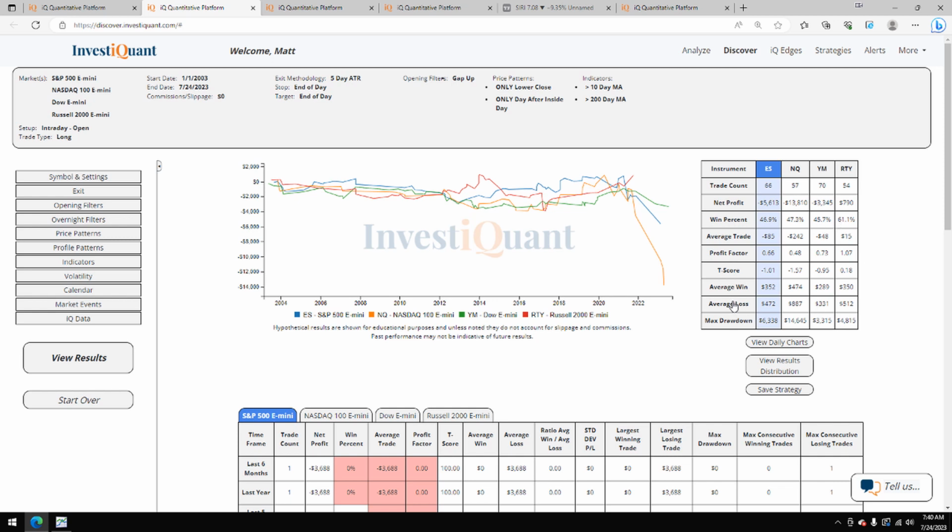If we take a look at the average moves, average move to the downside is larger than the average move to the upside in the S&P. That's also the case here in the NASDAQ, in the Dow, and in the Russell. So all four of these have larger average moves to the downside. 3 of the 4 have win rates just below 50%. Not the weakest win rates, but certainly not strong by any means either.